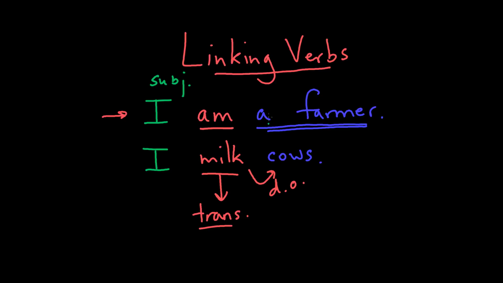So you can think of a linking verb as a kind of big equal sign. Okay, it has a similar function as an equal sign. I equals a farmer. And you couldn't say that with the second one. You couldn't say I equals cows. That wouldn't make much sense. So linking verbs then allow you to describe the subject, and they do it in a number of different ways.